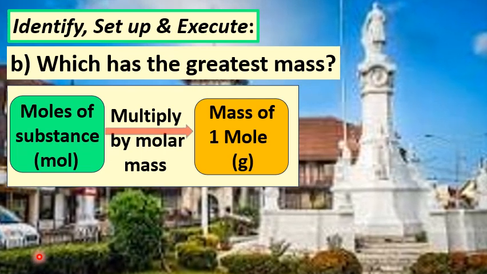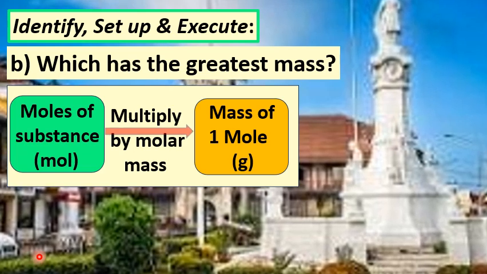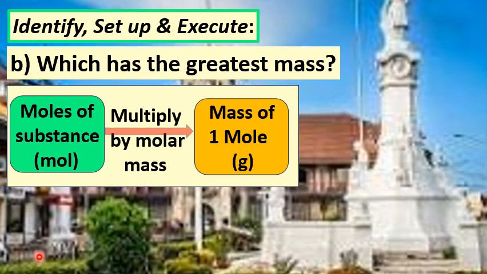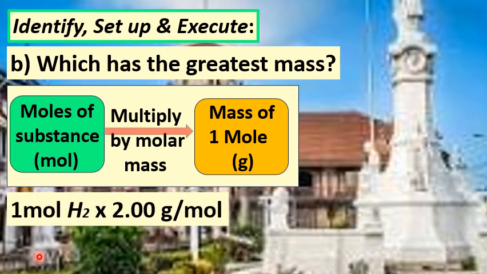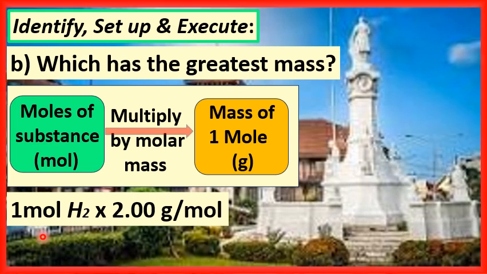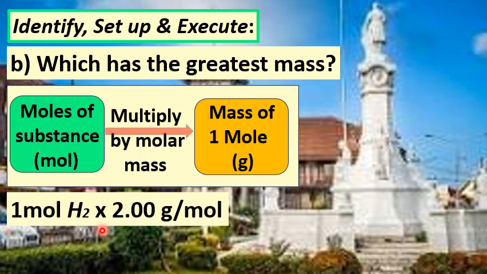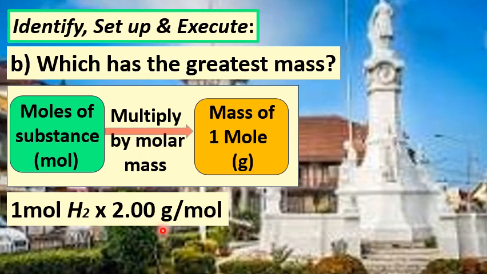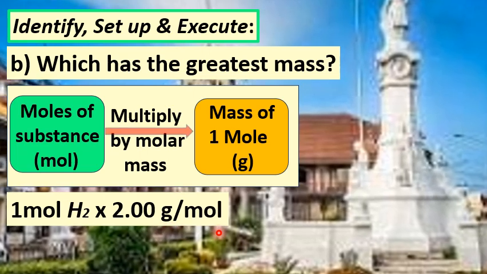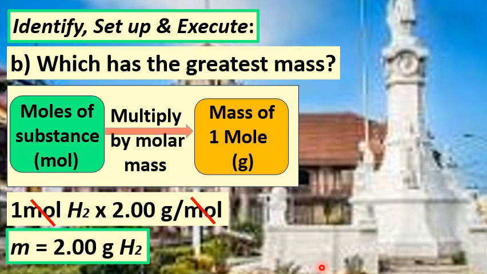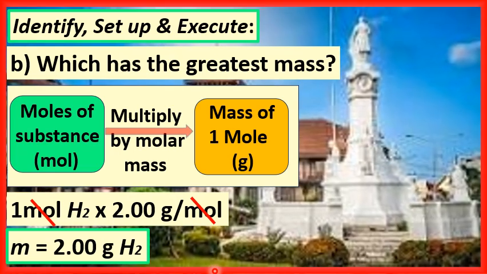So for 1 mole of hydrogen gas, H2 gas, we determine its mass by just multiplying 1 mole of H2 or hydrogen gas by the molar mass of H2 or hydrogen gas, which is 2.00 grams per mole. And we will get M equals 2.00 grams of hydrogen gas.